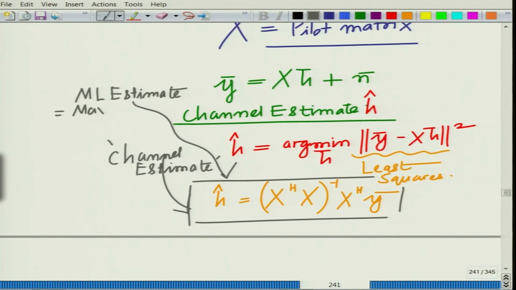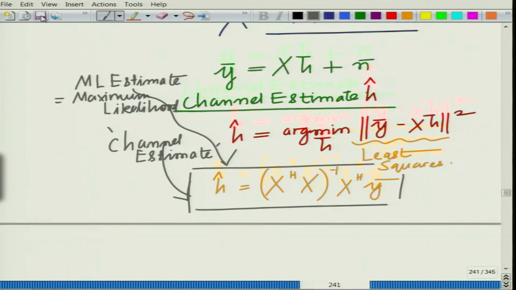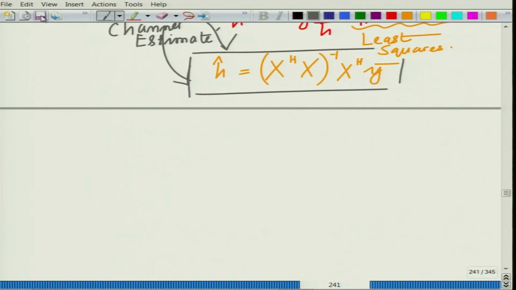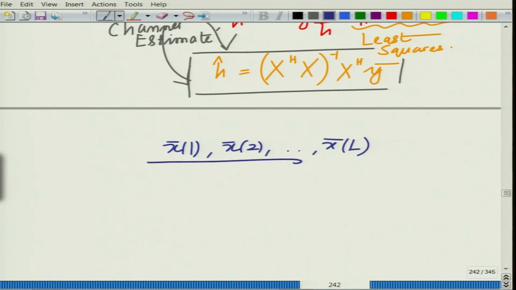This is basically your maximum likelihood estimate. All right. And we have already seen that these vectors x bar 1, x bar 2, up to x bar L, these are the pilot vectors. So, this is the maximum likelihood estimate.